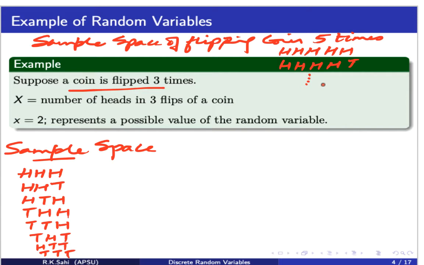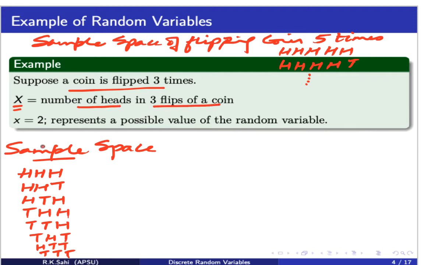I will be tired writing it down. So I'm saying, is there some other way to look at it? And that's where the random variable is going to come up. So what we're going to say is, let's have a capital X, the random variable, the number of heads in 3 flips of a coin.